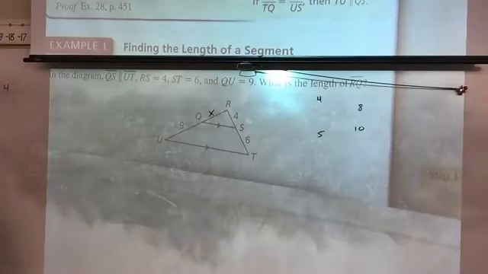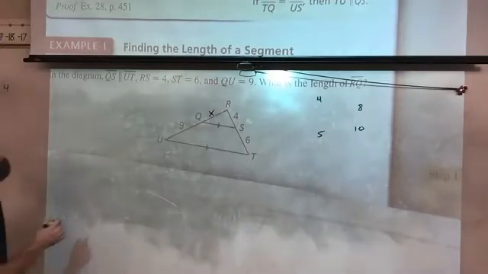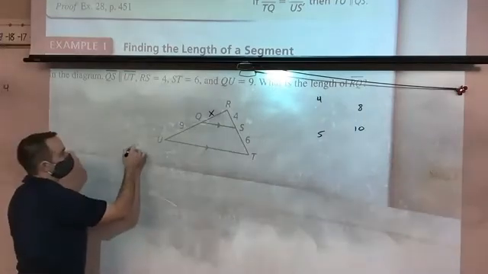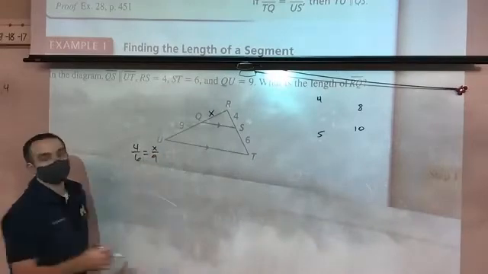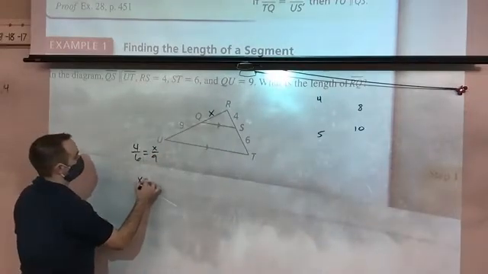All right, raise your hand, tell me, how did you set it up? How did you set it up here? Brody? I did 4 over 6 equals x over 5. What'd you get for an answer? 6. There you go.